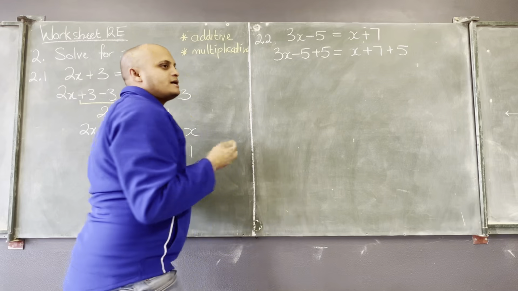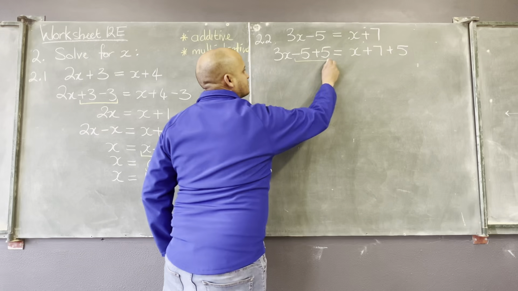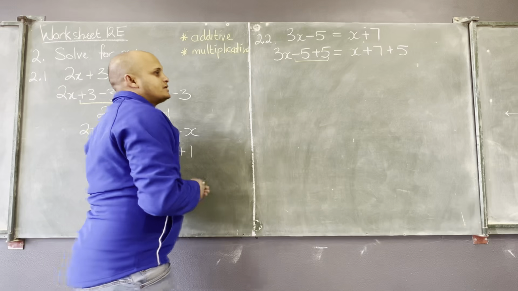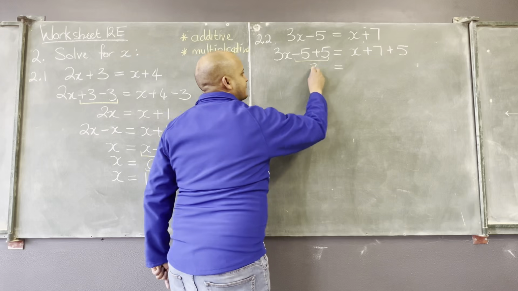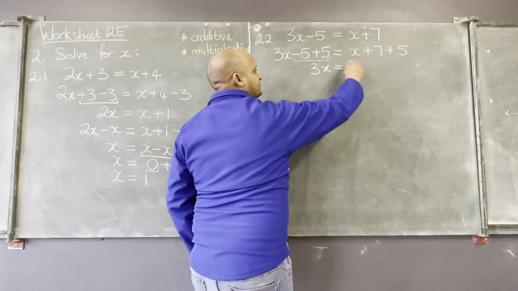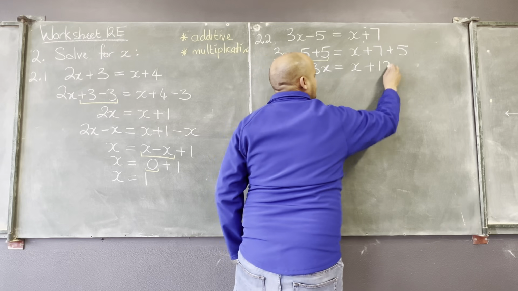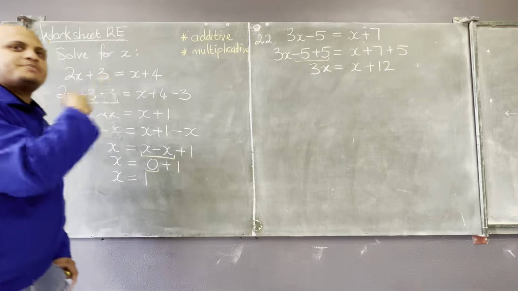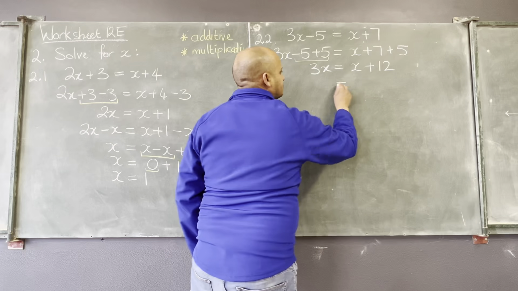Okay. Then, like I said, I activated the additive inverse operation, which is going to make that 0. So I'm only left with what on the left-hand side here? 3x. And I'm simplifying here to get x plus 12. So similar to the previous one, I am now going to do what?